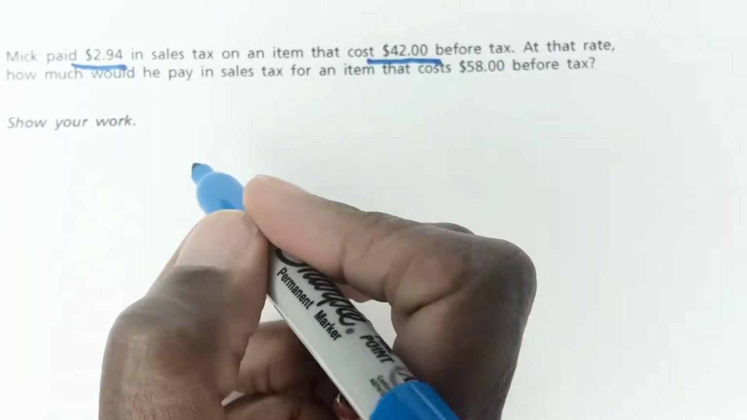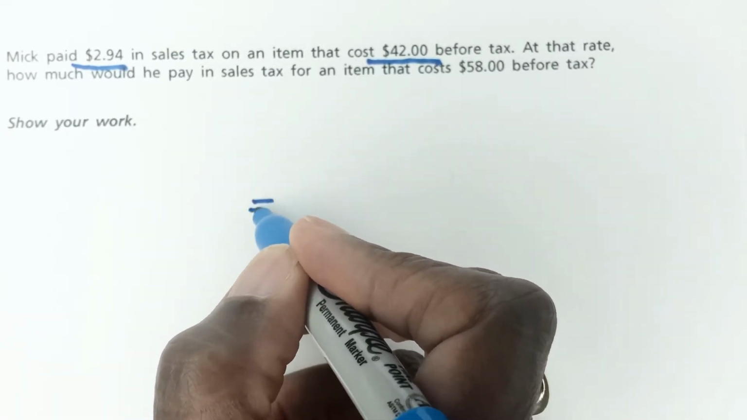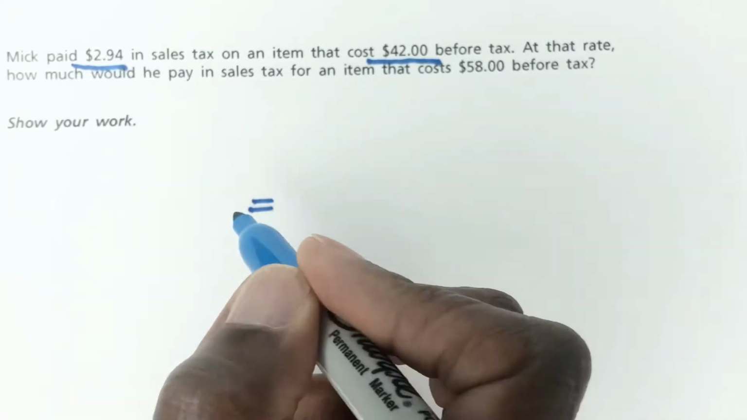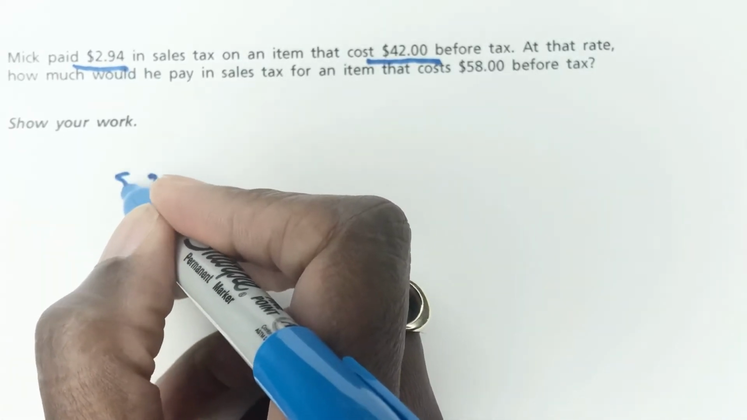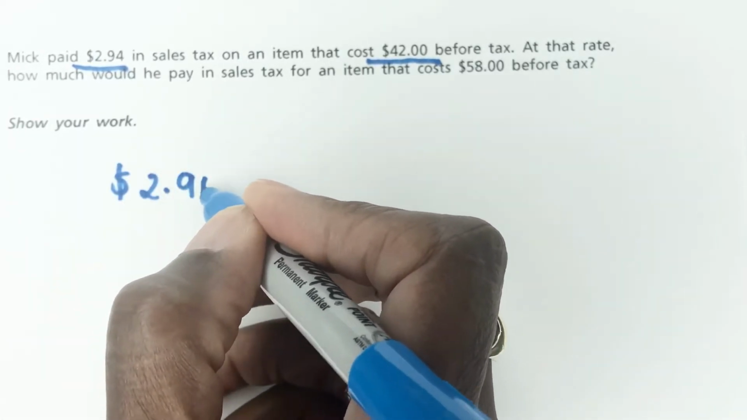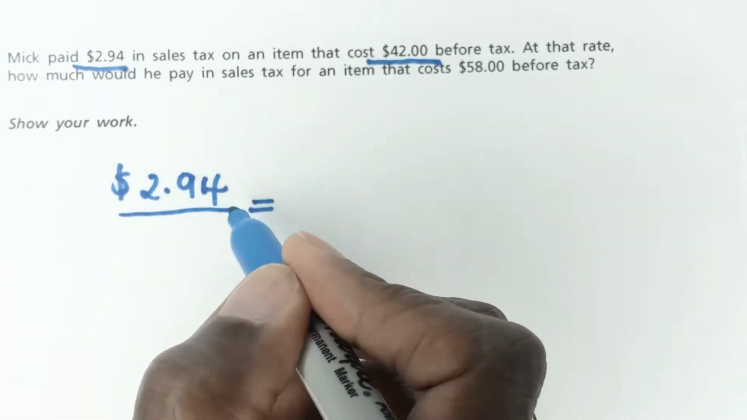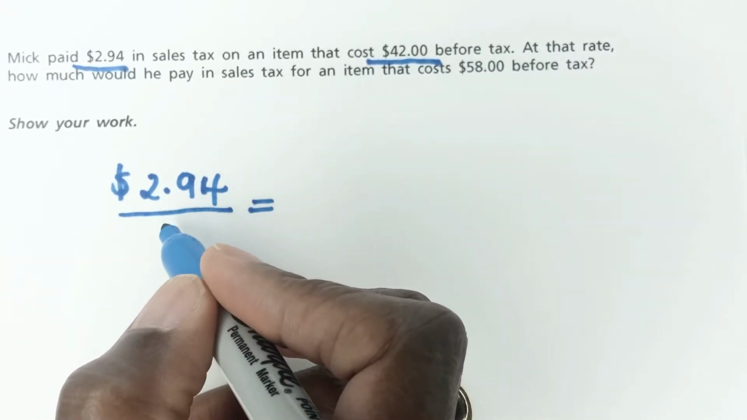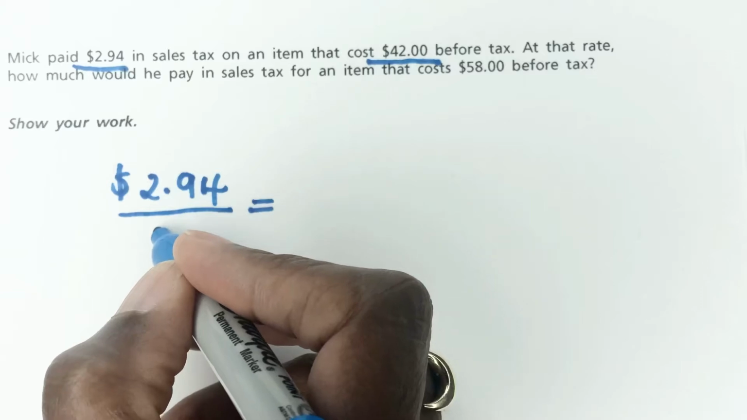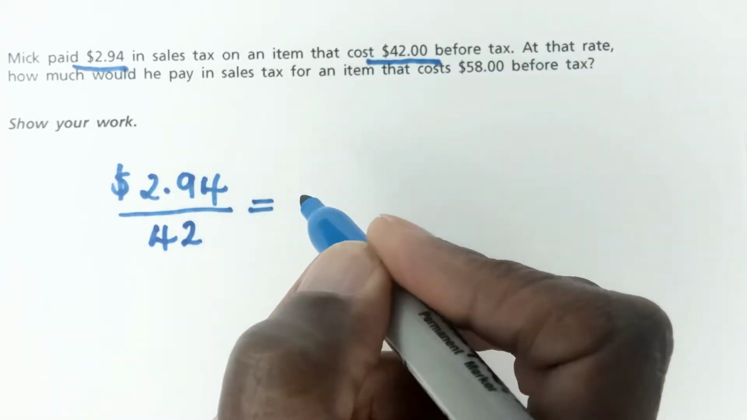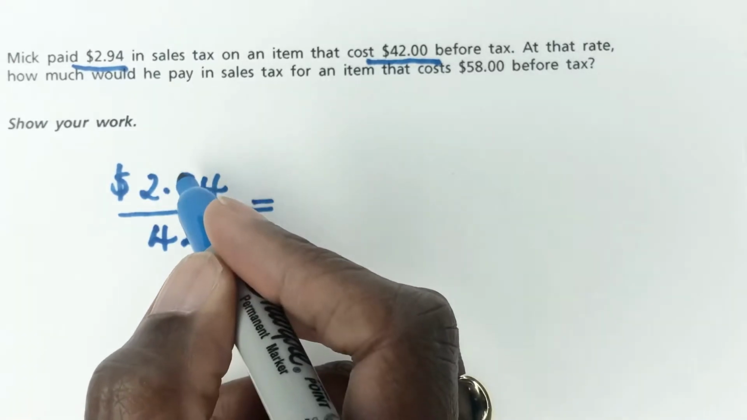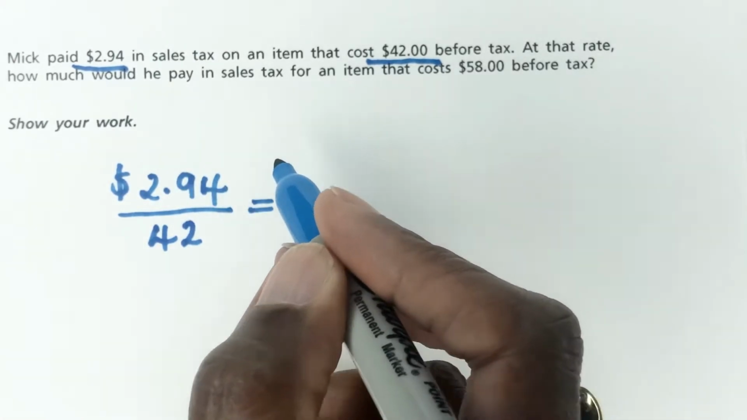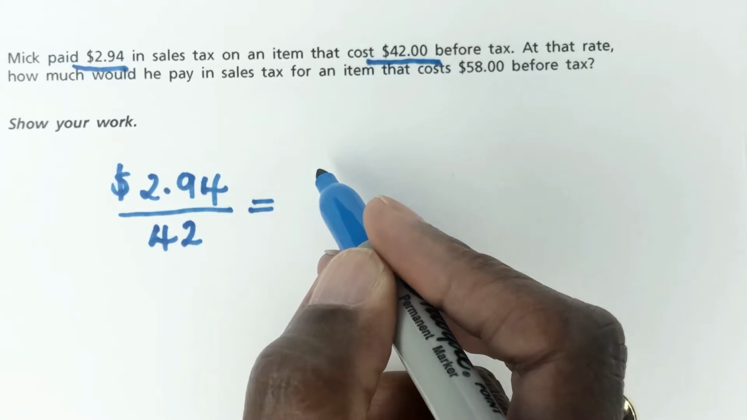So you want to set it up as a proportion with equal ratios on both sides, right? So we have $2.94, and this side of the proportion is it costs $42 before tax. And then on this side, you want to have the same category that they're talking about lining up on the other side of the equal sign.